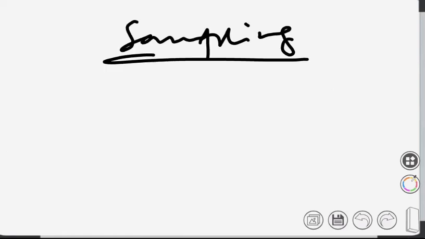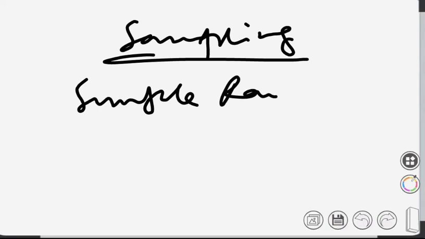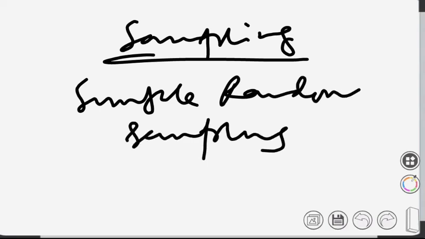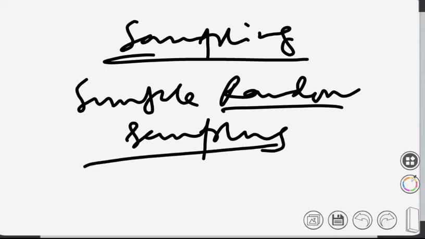Now let's define what sampling is. Sampling is the process of making samples or taking samples from the population. Now there are several types of sampling process involved. The most commonly used sampling is simple random sampling. Now what is random sampling or simple random sampling? What is the meaning of the term random?